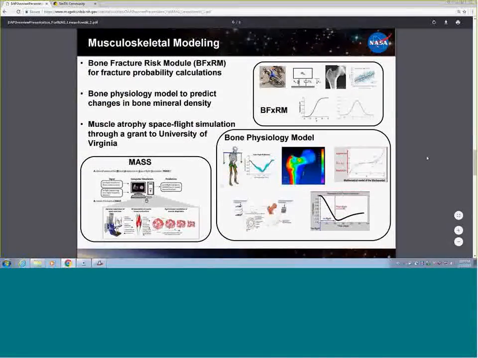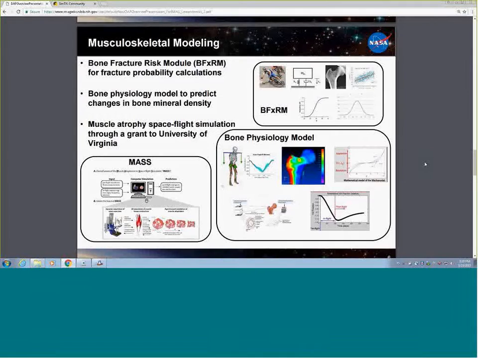Also within our musculoskeletal modeling, we have a physiological model of bone that predicts the decrease in bone mineral density over the course of a spaceflight mission. And that is used in conjunction with our bone fracture prediction models. They're used to predict the probability that an astronaut will suffer a fracture during spaceflight.